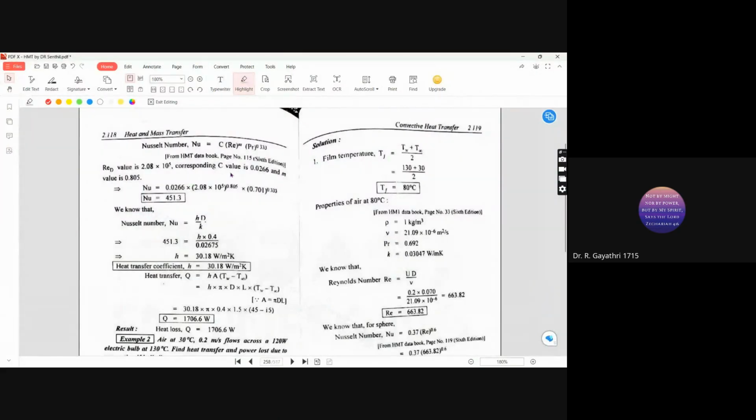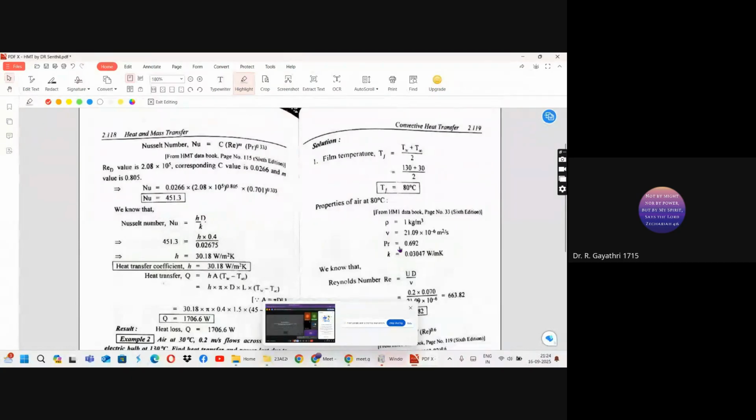So C value corresponding to Reynolds number value of 2.08 into 10 power 5 is 0.0266. M value is 0.805. After substituting everything, we can find the Nusselt number value. Nusselt number value is 451.3.